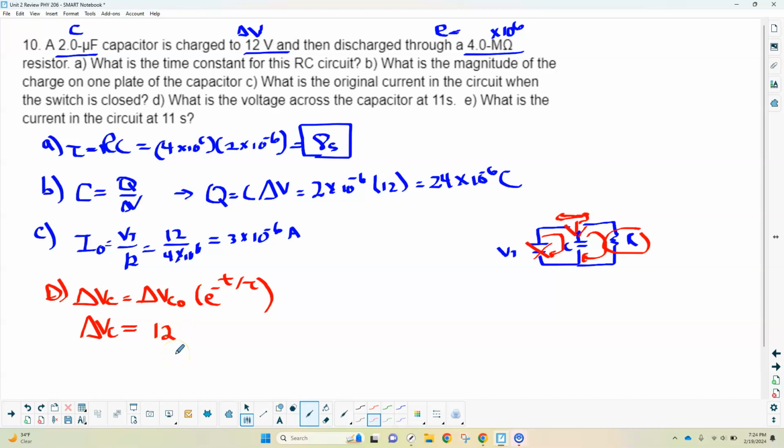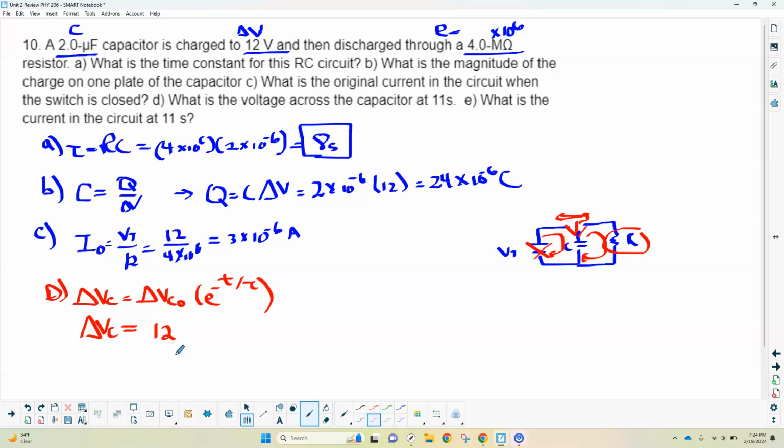12. I think I said it was 24. Let me make sense. Okay. So I made a mistake. I think I might have had it incorrect again. Sorry. Second mistake. I'll fix this one too. So it should be 12, not 24. 12 is the voltage of the battery.